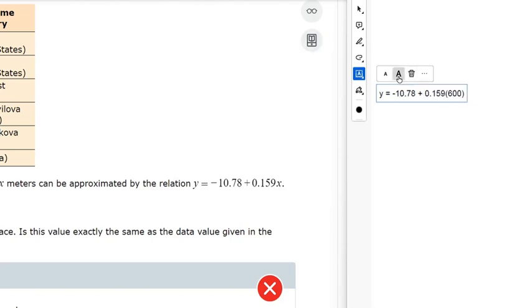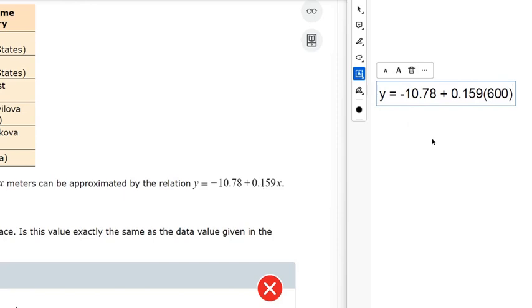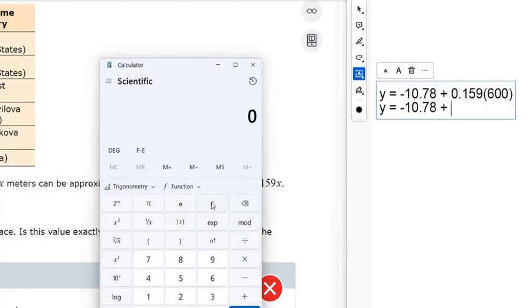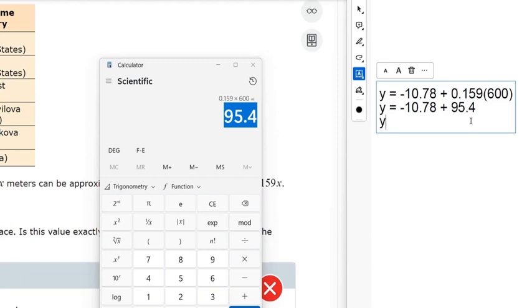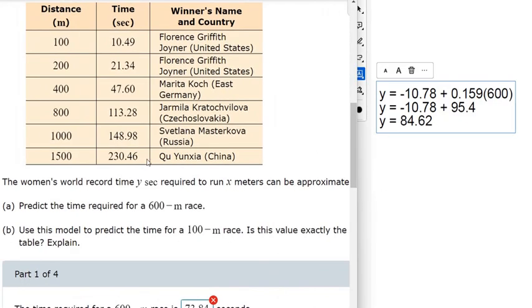I'll make that bigger for you. So I've replaced x with 600. So we have to do the order of operations, which means I have to multiply first. And then we can add the negative and the positive number there. So that's the same thing as subtracting 10.78. There we go. That's our prediction.